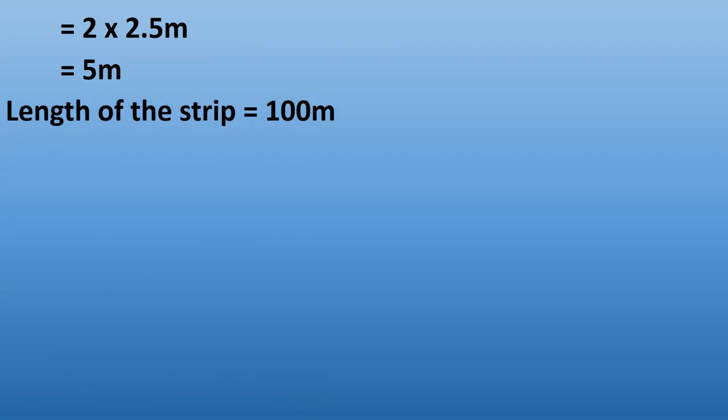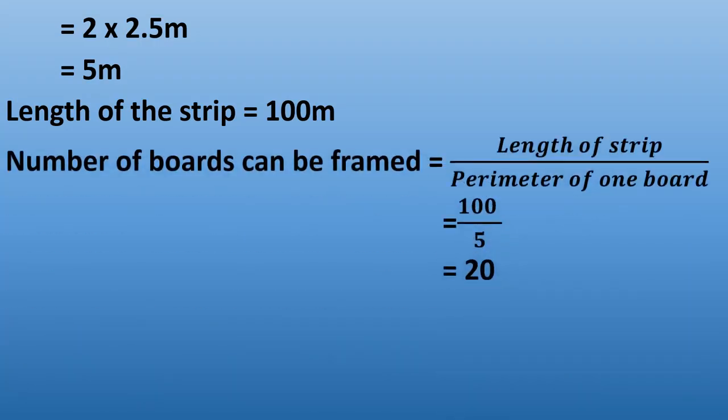And the length of the aluminium strip is given to you. It is 100 meter. So how many boards can we frame? The number of boards that can be framed is the total length of the strip divided by the perimeter of one board, because in one board we need 5 meter of aluminium strip, and in total we have 100 meter. So how many boards can we frame with the help of 100 meter aluminium strip? We can frame 20 boards. Clear?